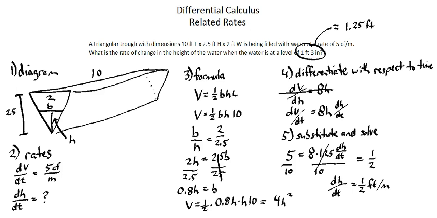I don't want to use 1.25 until I go to step 5. So in the diagram, be sure to use values only for unchanging measurements, and for measurements that will change, use variables. Step 2, rates. You'll be given one rate, and you need to identify the rate that you're solving for. That's what the question is asking for.